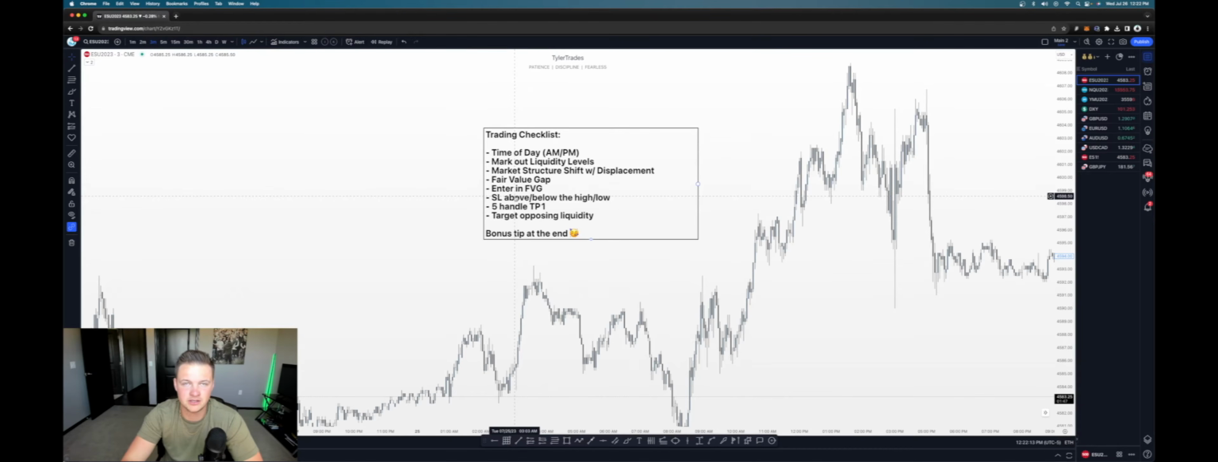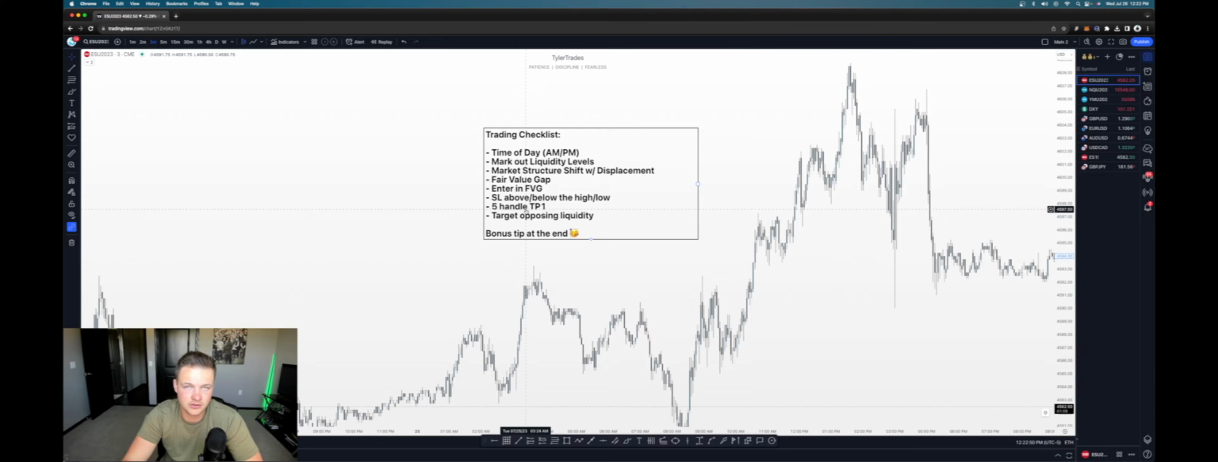Your stop loss is going to go above the high if you are getting short, and it's going to go below the low if you are getting long. And then 5 handles is take profit 1 on ES, the S&P 500. On NQ, if you're looking to compare, you're going to look for about 20 handles on NQ as opposed to 5 handles on ES, but that's going to be just take profit 1. You can manage your position however you would like for your trading plan.